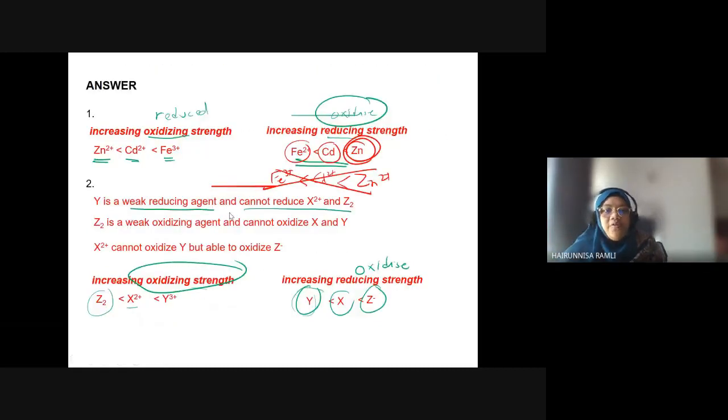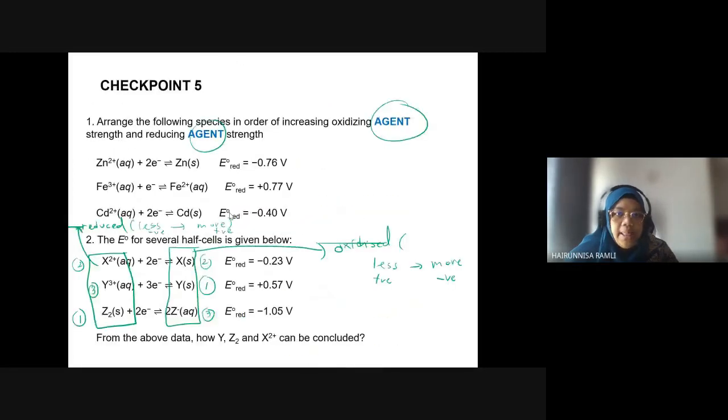Okay, so far ada soalan nak tanya? So far okay ke? Macam saya cakap tadi, yang penting saya tahu you tahu berkenaan dengan oxidizing strength, reducing strength, tapi pemilihan yang you nak ambil. Kalau reducing agent strength, you kena ambil yang oxidize. Kalau oxidizing agent strength, you kena ambil yang reduce. Baru you susun. Okay, maksudnya siapa yang mudah reduce, siapa yang susah reduce ataupun oxidize lah.